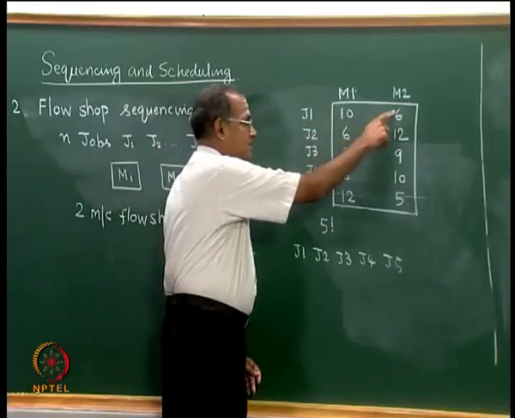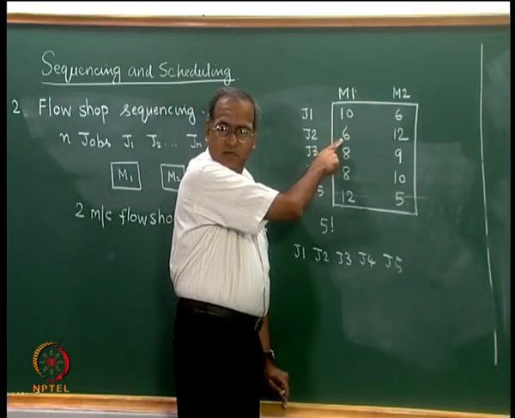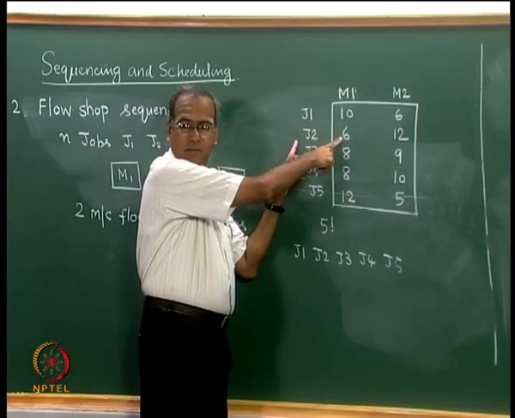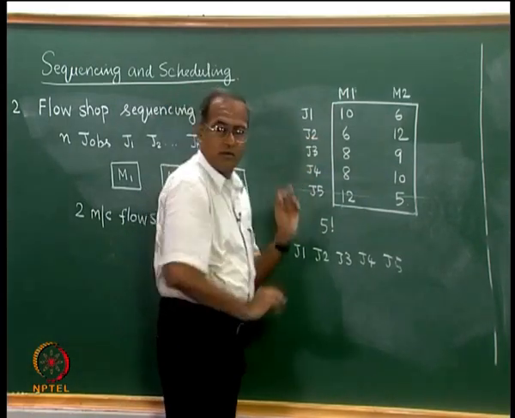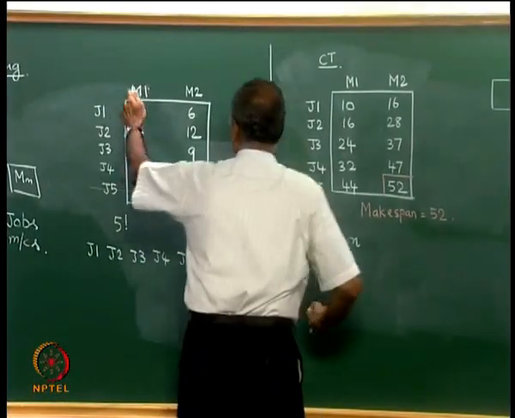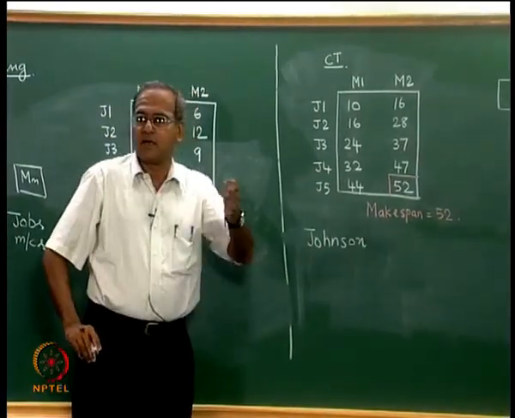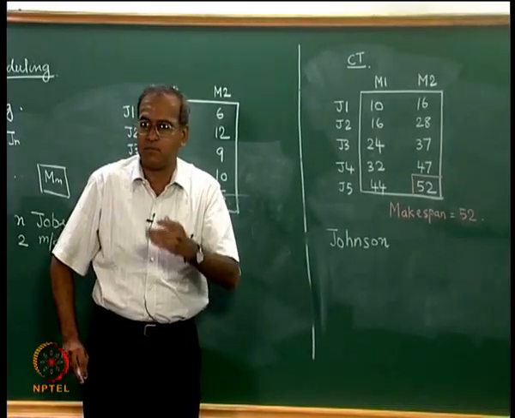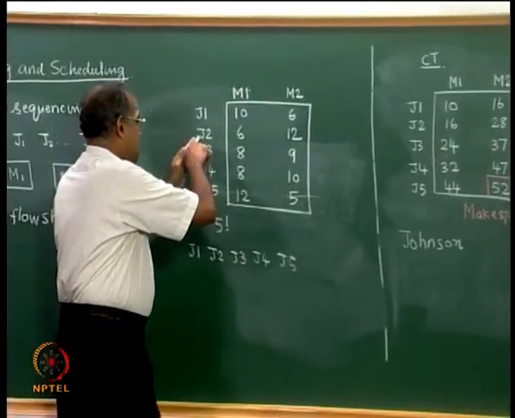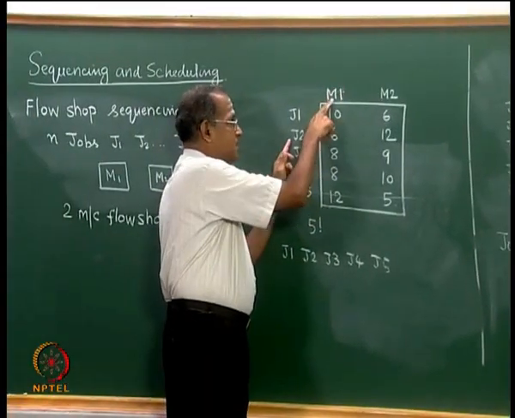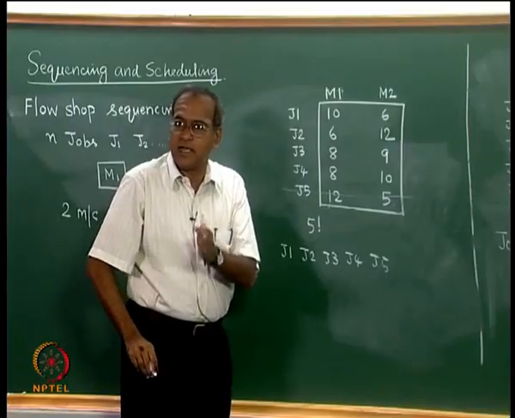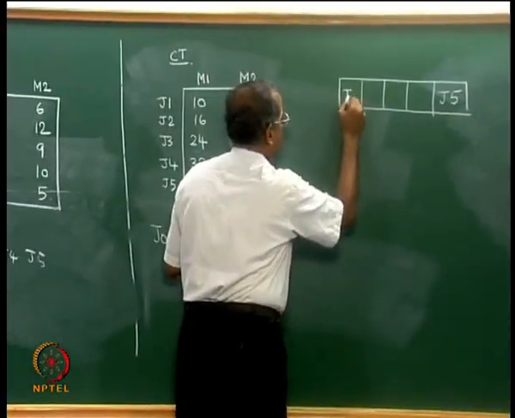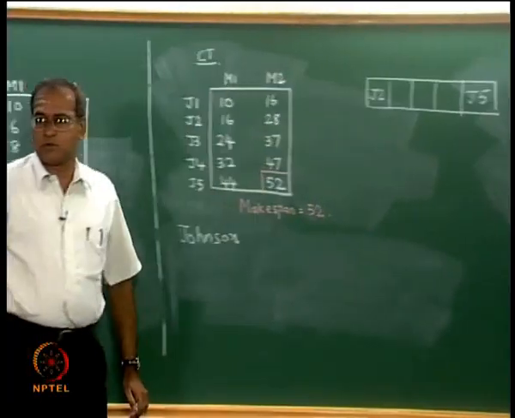So, we could take either this or we could take this. Now, let us take J2 on M1 as the smallest number. Since it is on M1, the rule says come from the left and take the first available position from the left, and put J2.